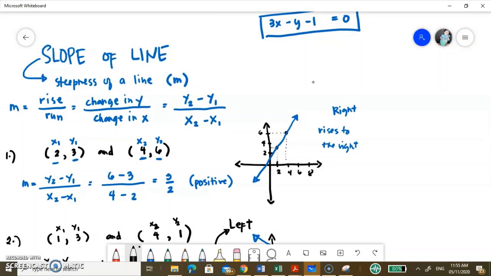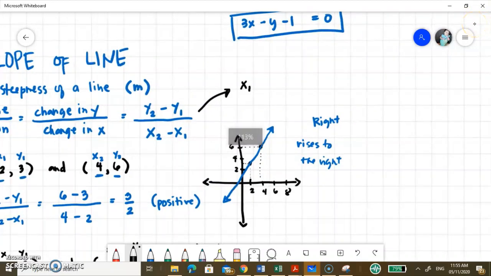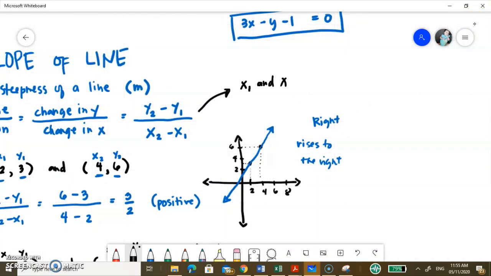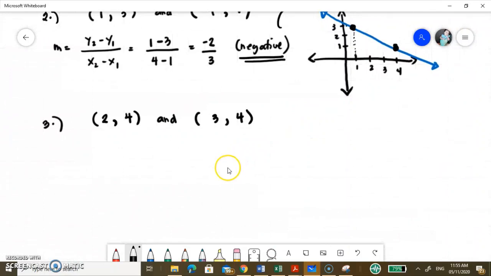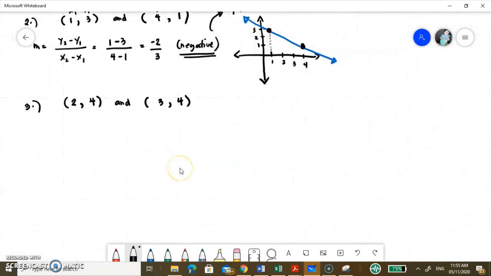Sa ating formula in finding the slope, si x sub 1 tsaka si x sub 2, dapat pag i-minus sila, it should not be equal to 0. Kasi pag nangyayari yan, magiging undefined. Yan ha. So, balik tayo dun sa ating example. Let's find the slope. So, this is your x sub 1, y sub 1. This is your x sub 2, y sub 2.